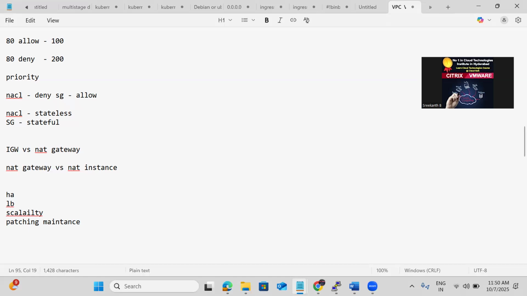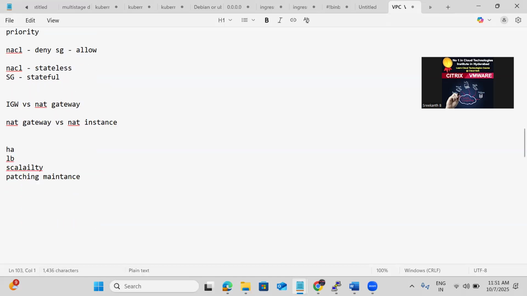And there is one more difference: Elastic IP is mandatory for a NAT gateway. So these are all the differences we need to explain.